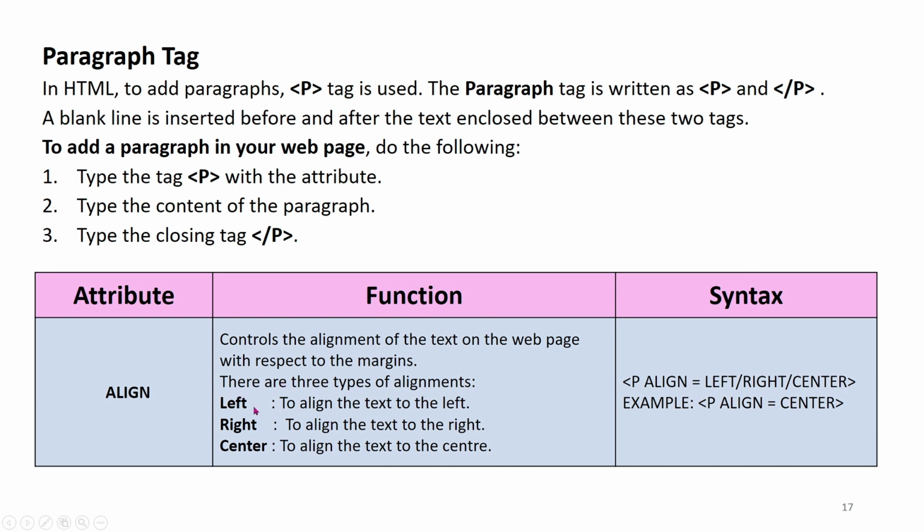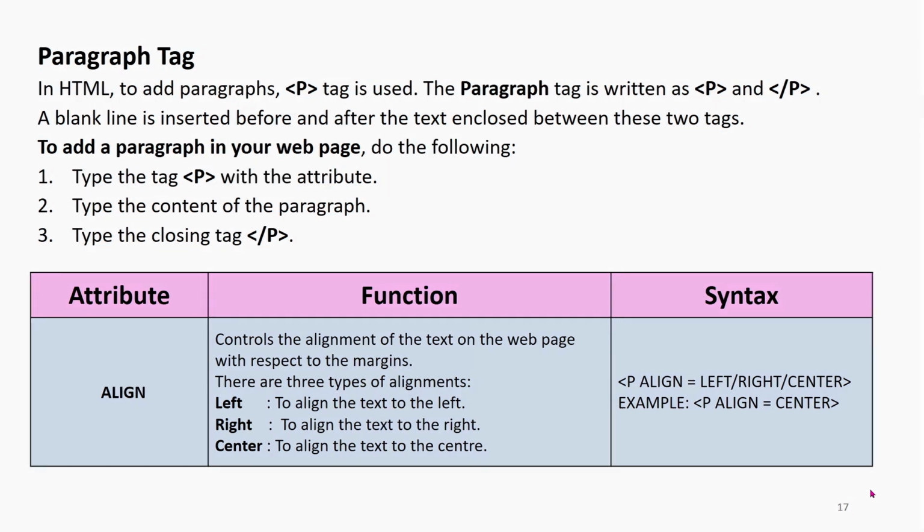There are three types of alignment: left, right and center, as we have in our headings. So left, right and center will align the text left, right or center respectively. Syntax for writing paragraph and giving align attribute will be P, the opening tag P with the attribute align equals to left, right or center, any one out of these, and then close. All the attributes are given along with the opening tag only. Example, P align equals to center.